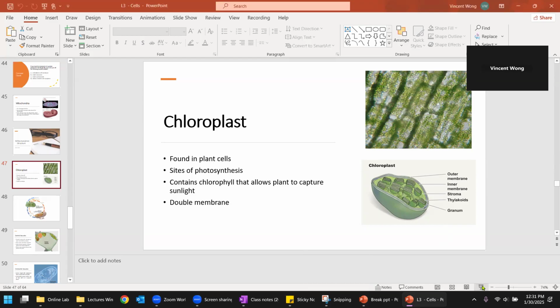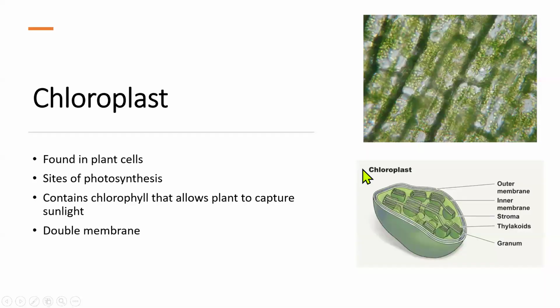Here we go. The next few slides are going to show you organelles that are not found in animals. Some of these are found in plant cells, and some are found in things like amoeba and paramecium. We call those things protists, right?